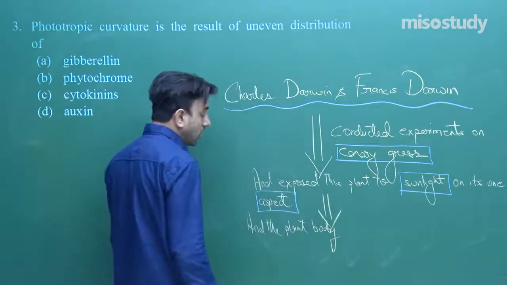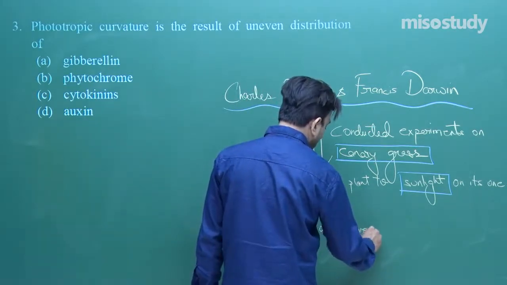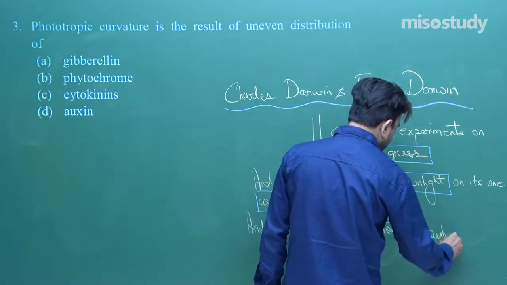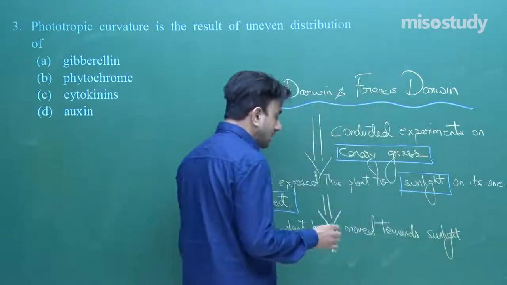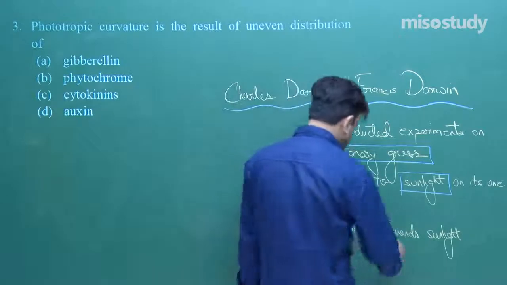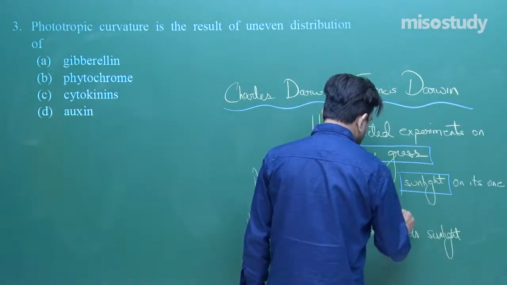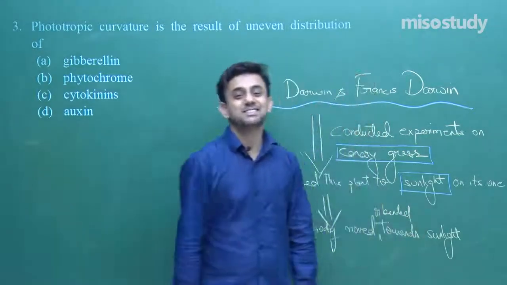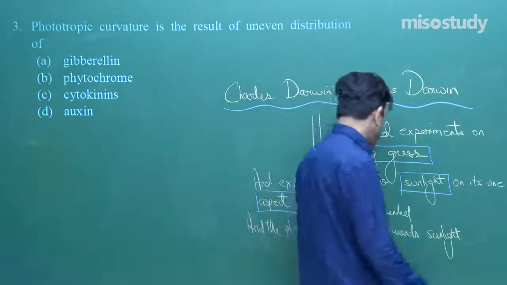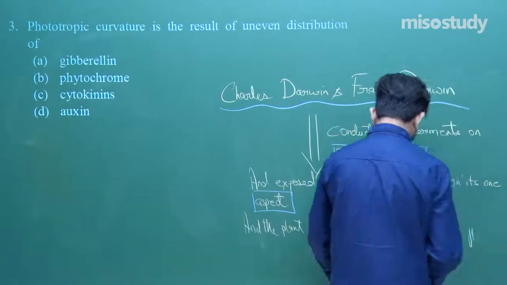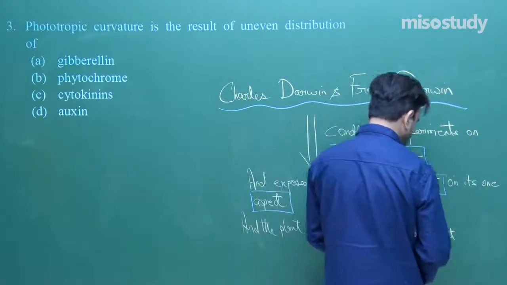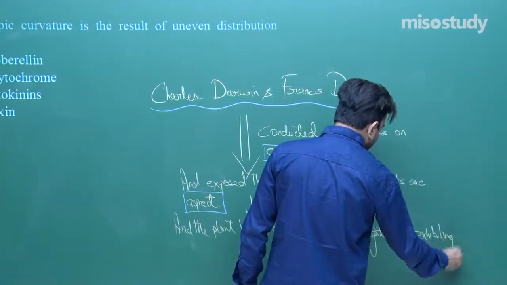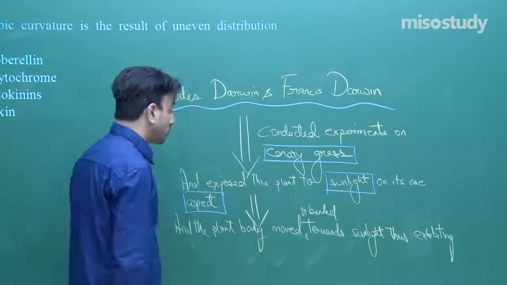The plant body moved or bent towards sunlight, thus exhibiting the phototropic movement.